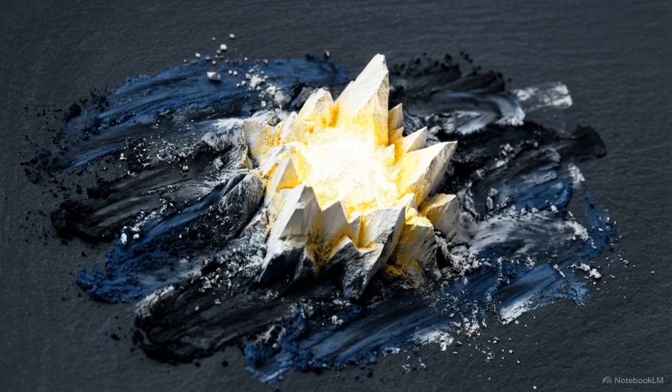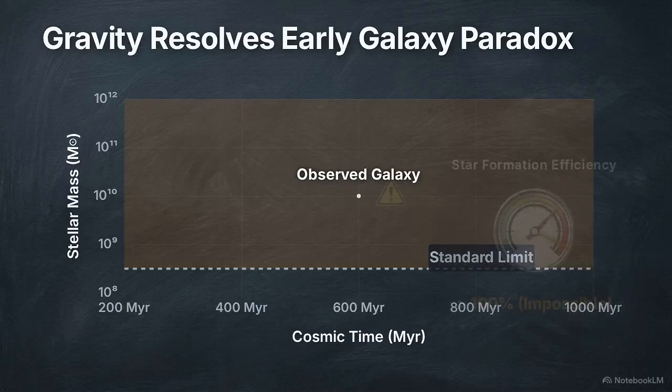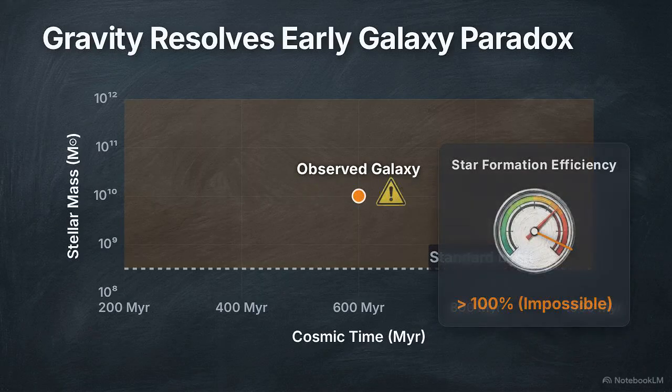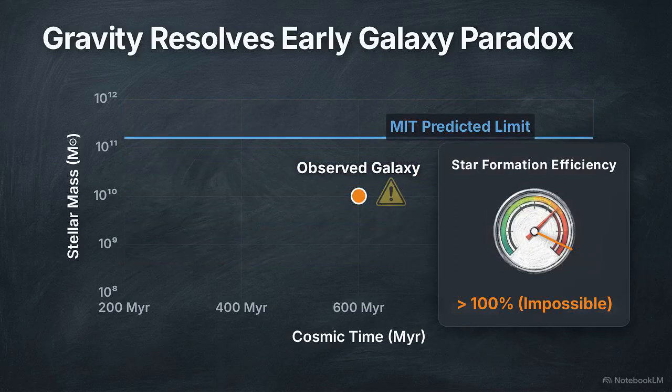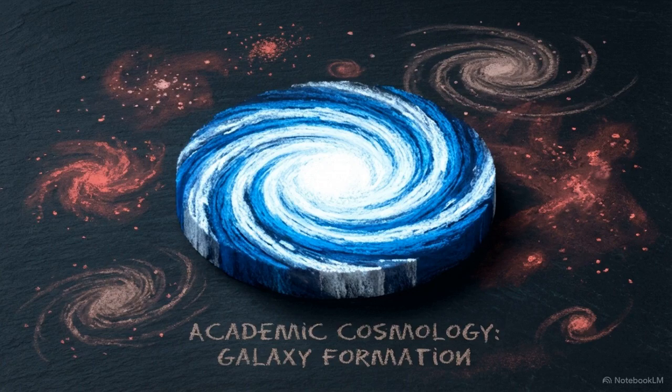This faster collapse resolves the star formation paradox identified in the Labbé data. Because galaxies collapse twice as fast, they accumulate 10 billion solar masses in half the time. The theoretical limit for stellar mass moves upward. The required star formation efficiency drops from an impossible 100% to a permitted range. These galaxies are baryonic formations, naturally following the mechanics of a stronger gravitational epoch.